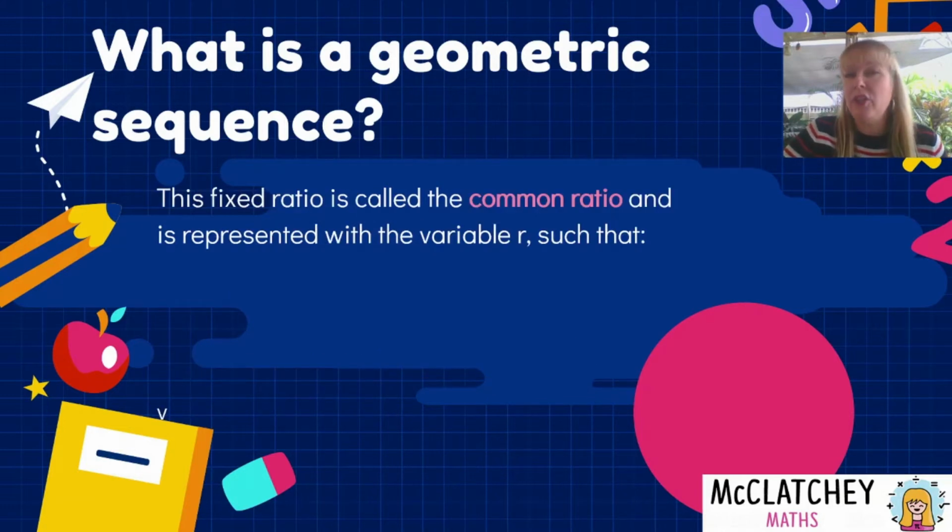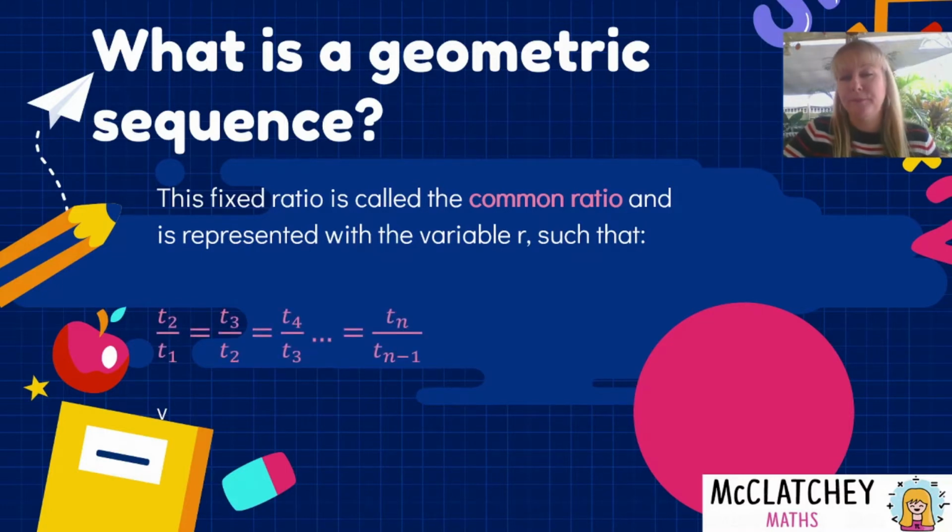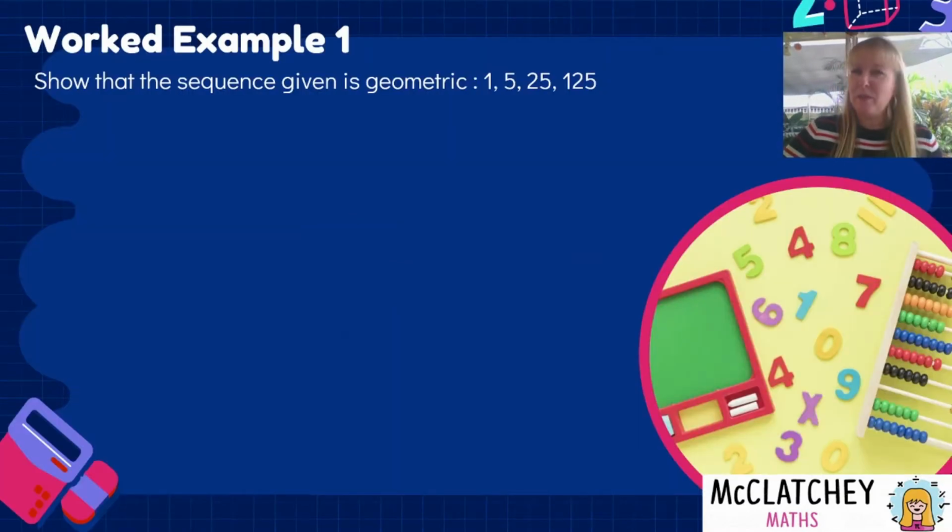So this fixed ratio that is multiplied by the first number to get the second number is called the common ratio. And we represent that with the variable r. And it would look like this if we used some of our different algebraic representations. So I'm taking the second term, t2, I'm dividing that by the first term, and that's going to be equal to the third term divided by the second term, and the fourth term divided by the third term, all the way up until you get to the last term, which is divided by tn minus 1, which is the term before the last term. So let's do some worked examples with this.